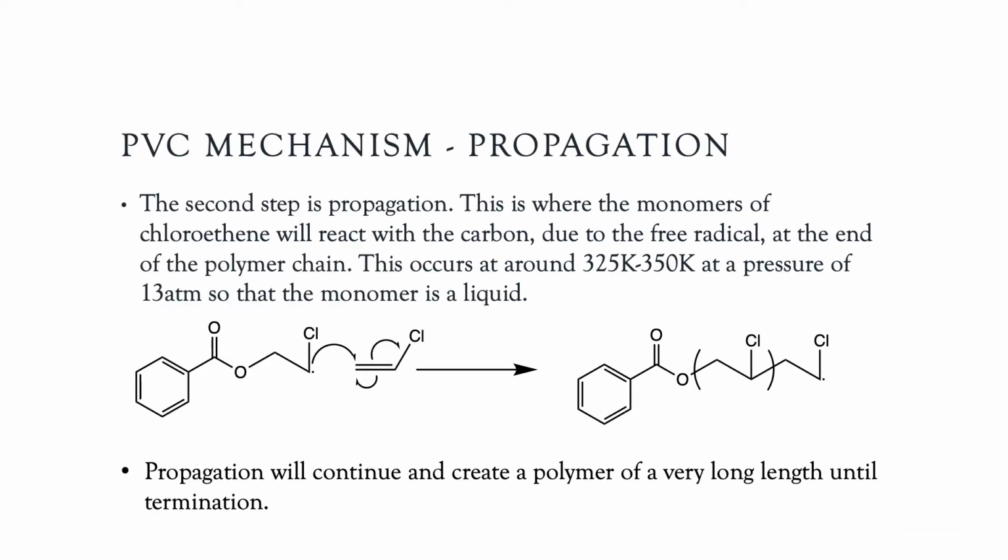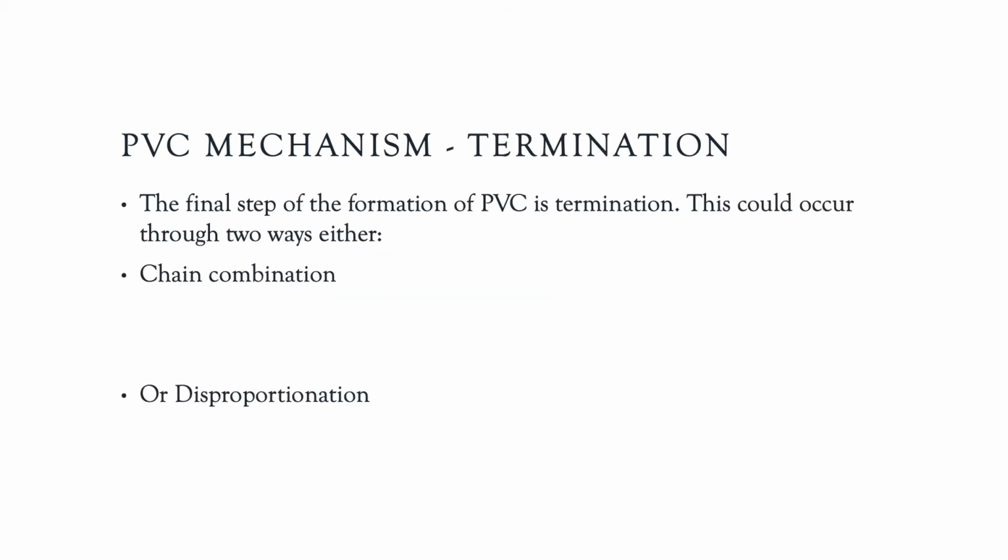The second step is propagation. This is where monomers of chloroethene will react with the carbon due to the free radical at the end of the polymer chain. This occurs at around 325 Kelvin to 350 Kelvin at a pressure of 13 atmospheres so that the monomer is a liquid. Propagation will continue and create a polymer of a very long length until termination.